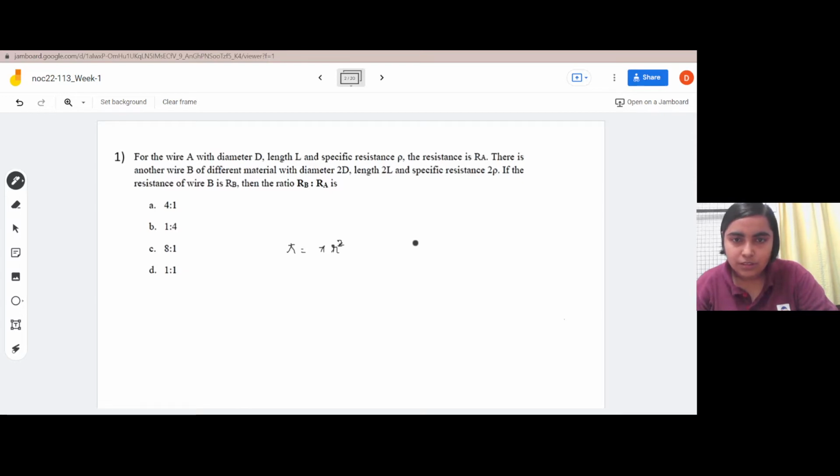We know R equals rho L by A. For the wire A, the resistance is rho, length is L, and diameter is given. So area is pi into the radius squared, so pi into d by 2 whole square. So it is basically 4 rho L by pi d square. Then for the second one, RB, same thing goes. Here the resistance is 2 rho.